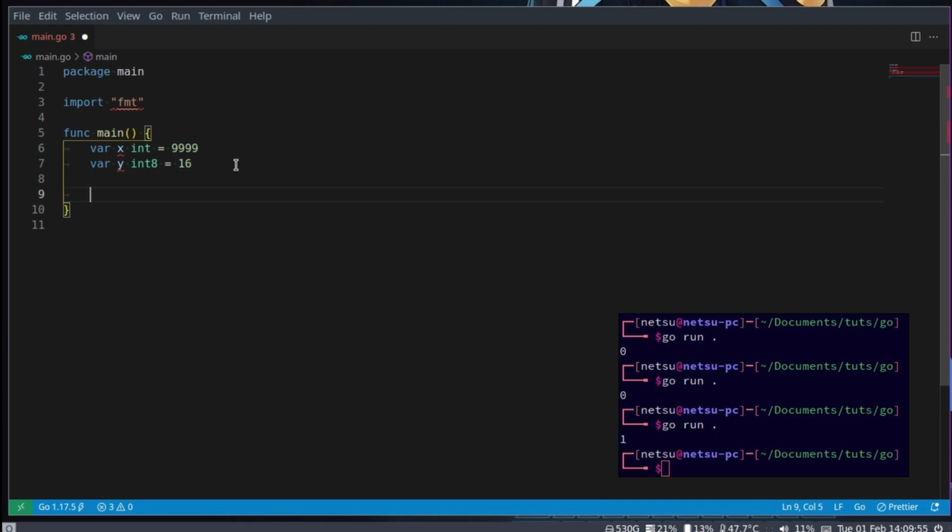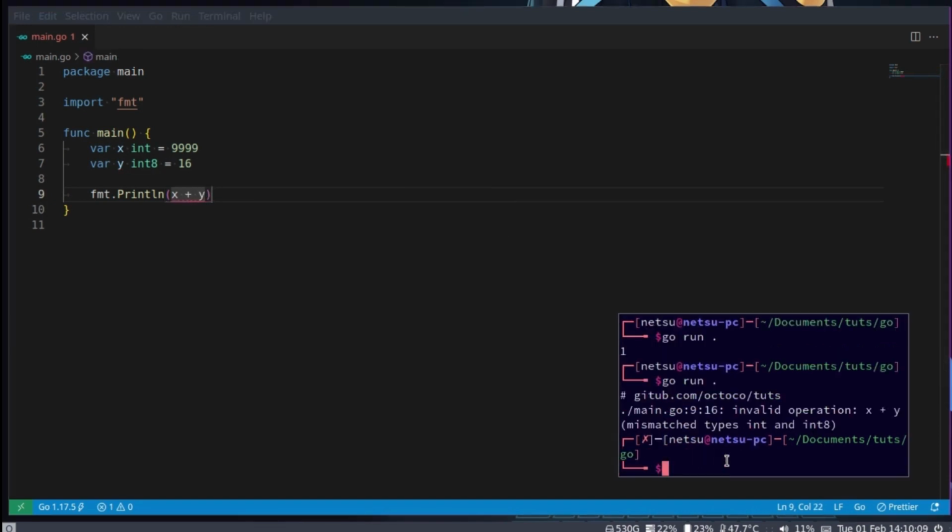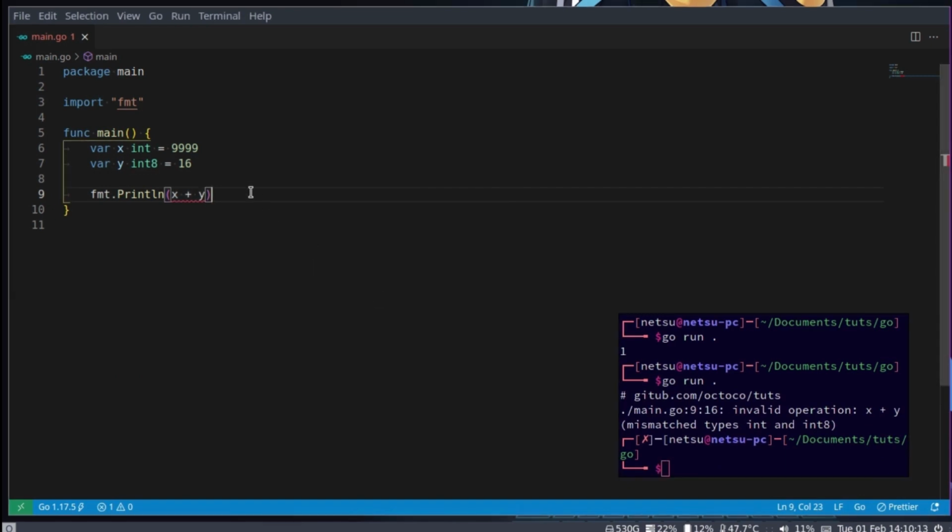Now, in other programming languages, you are easily able to add these two together. However, in Go, it's a different story. Saying x plus y, or x minus y, or x divided by y is not allowed. They are taken as two completely different data types, even if both of them mean number.